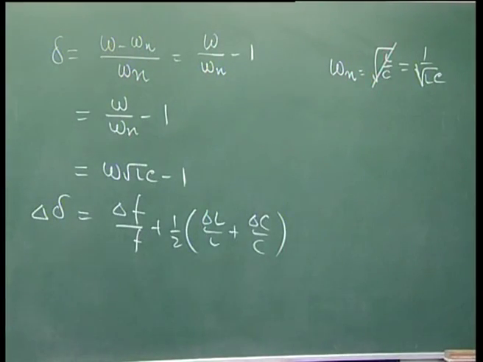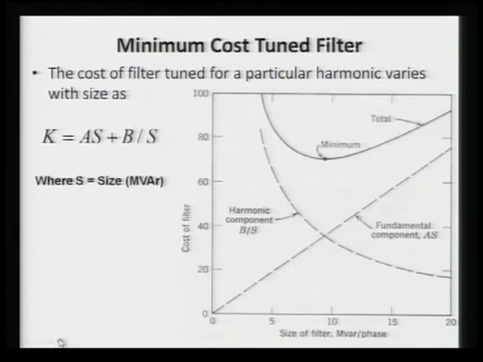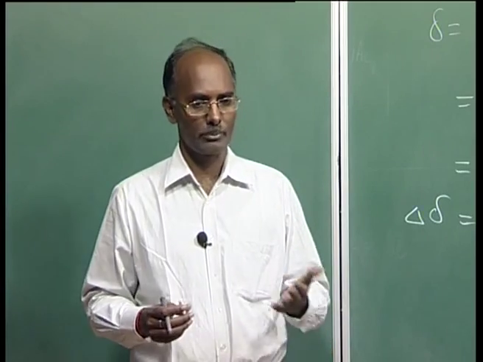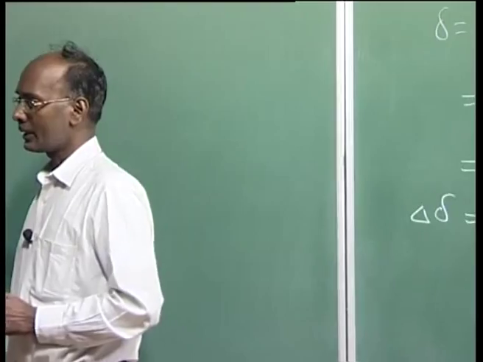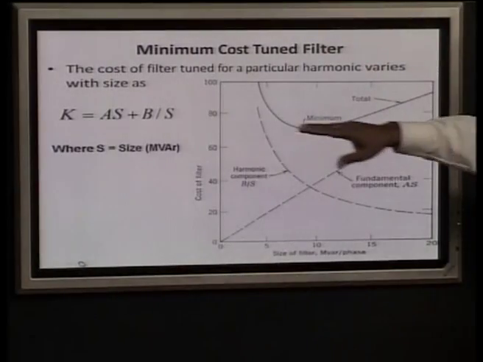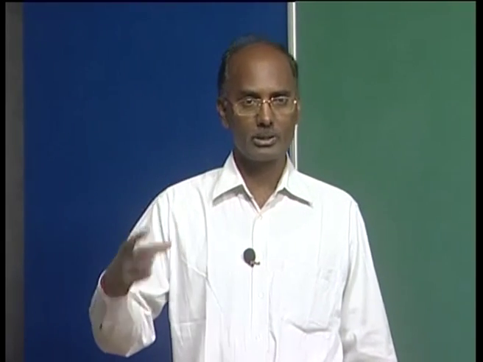Now, today I am going to discuss the minimum cost tuned filter. We saw this tuned filter design. Now we have to see the minimum cost, because the cost of the filter should not be more than 5 to 15% of the total terminal cost. We will prove that the cost of the filter, if we take K, is a summation of two terms, one is a linear quantity which varies with the size, and size we define in terms of MVAR, and MVAR is defined in terms of the capacitor value.